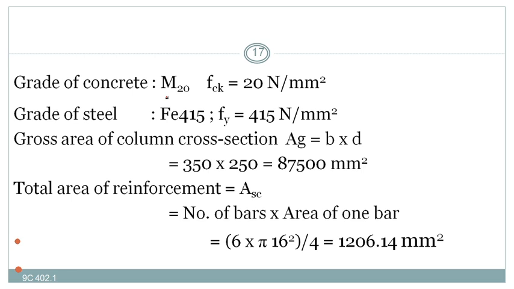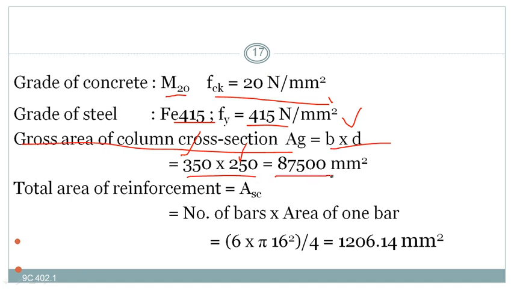The grade of concrete given is M20, that is FCK 20 Newton per mm square, and the grade of steel is Fe 415, so Fy equals 415 Newton per mm square. And we need to calculate the gross cross section area, that is cross section B into D. Here B is 350 and D is 250. If you multiply this, we will get 87500 mm square.